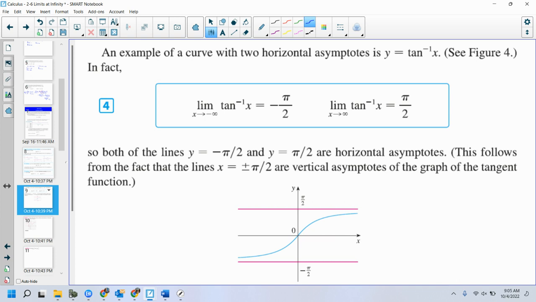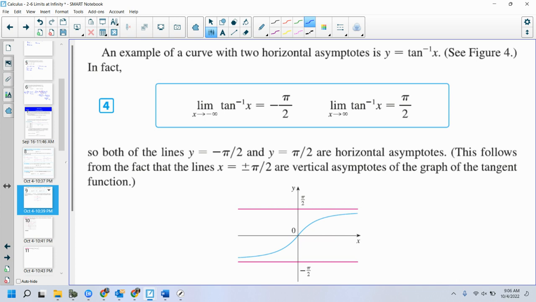An example of a curve with two horizontal asymptotes is inverse tangent of x. Take a look at inverse tangent of x. Hey, tangent of x is still on the board here, right? We had vertical asymptotes of tangent of x, right? That means if I take the inverse, I'm going to have horizontal asymptotes. Where? Well, where the vertical asymptotes were occurring on regular tangent. And that was pi over 2 and every 90 degrees past that, right?